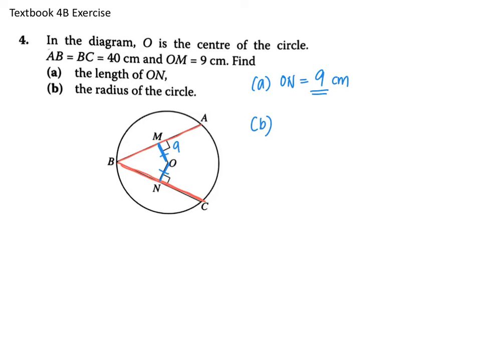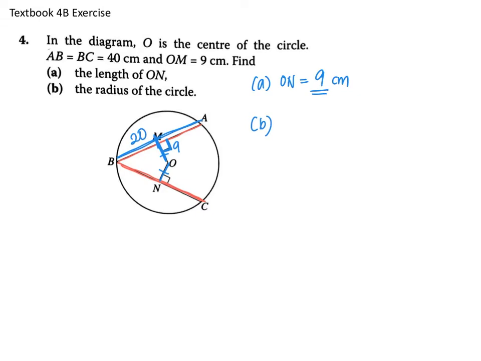Next, we know that this is from the center of the circle. I have a 90 degree angle here. What does that tell me about the line AB? Now, M will be the midpoint. So instead of 40 cm, we will have BM to be 20 cm.